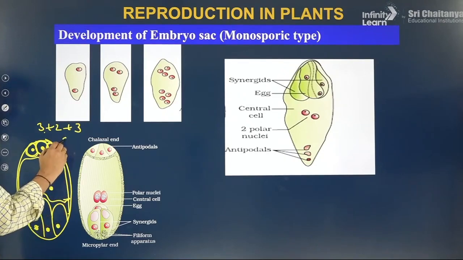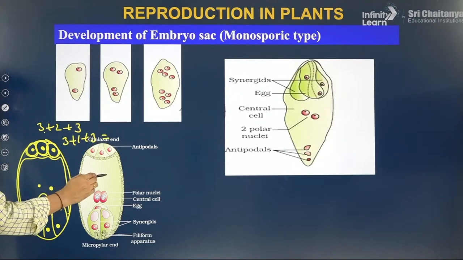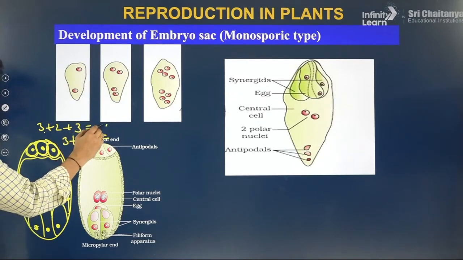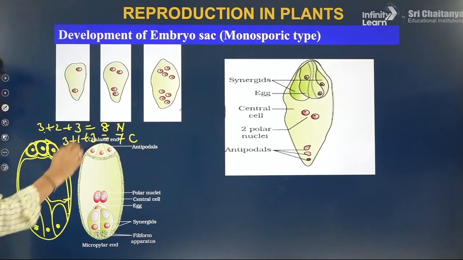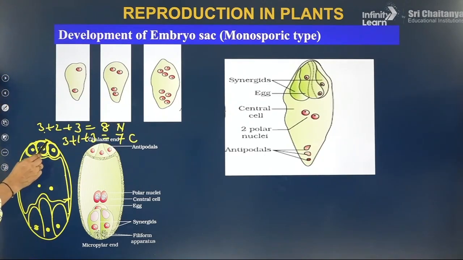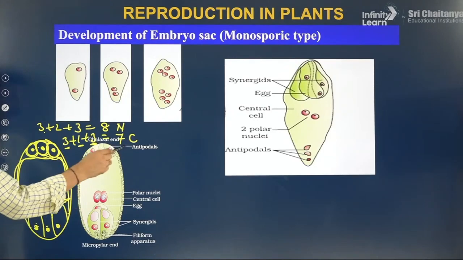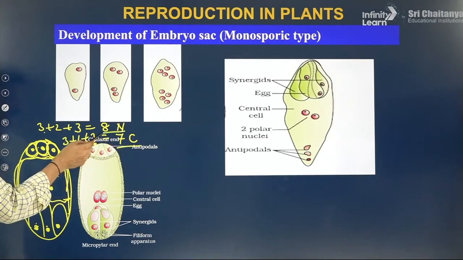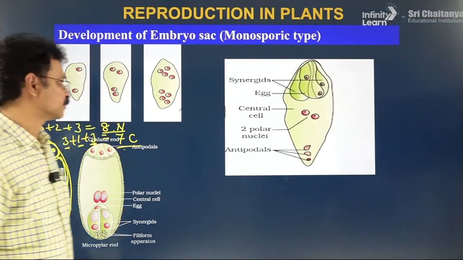This arrangement of cells we can write as 3 plus 3. In this entire embryo sac structure, the total number of nuclei is 8, but the total number of cells is 7 only. 3 cells in one polar zone, another 3 cells in the second polar zone, 3 plus 3. At the center, this entire area is considered as one separate cell. So that is the central cell. Number of cells 7, but number of nuclei 8. It is the 7-celled, 8-nucleated embryo sac.